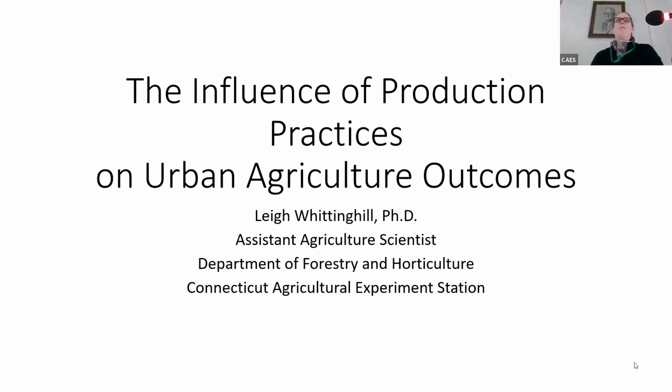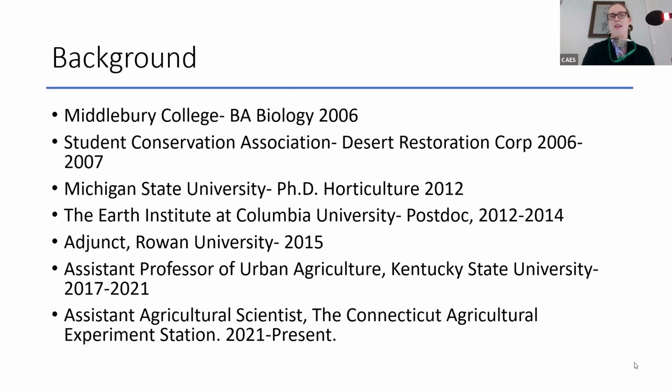So today I'm going to give some background on some of these ideas that I've been working on, how different production practices in urban agriculture influence outcomes, including production outcomes, but also environmental and other outcomes, sort of in a little bit of a framework of urban agriculture benefits and barriers. All right, so we already got the introduction pretty much.